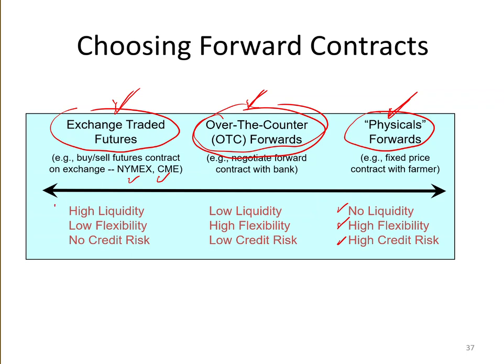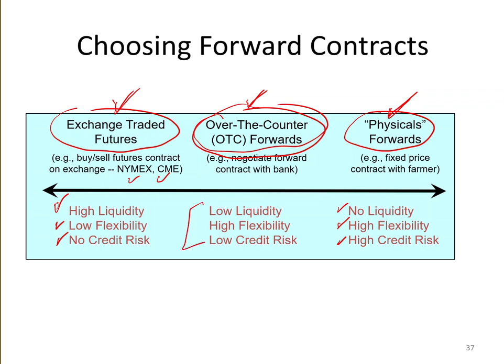On the other extreme, exchange-traded futures offer high liquidity. You could go long to buy 1 million pounds for December delivery, change your mind, and just go short to sell 1 million pounds for December delivery. However, there's low flexibility. You can't say, I want this particular type of coffee, or I want this particular grade of jet fuel. But we generally say there's no credit risk. In the modern period, exchanges have never failed.